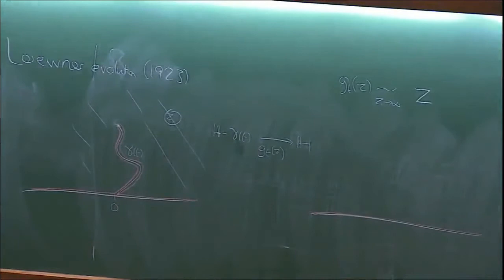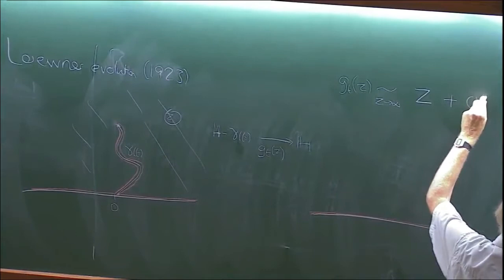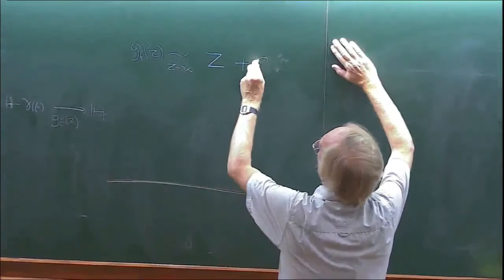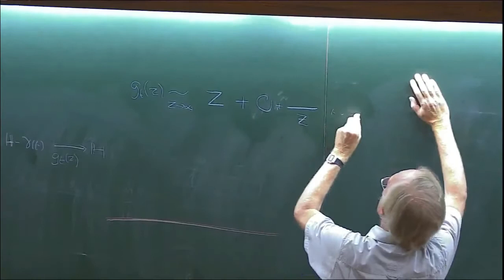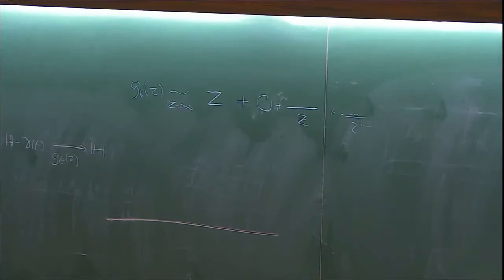Then we can make a Laurent expansion. There is a term of order one that just corresponds to an overall left and right shift. I'm going to choose this to be zero. And then there's a term of order one over z, and then a term of one over z squared, etc. Now, this term of one over z is something that you can prove increases as the curve grows.